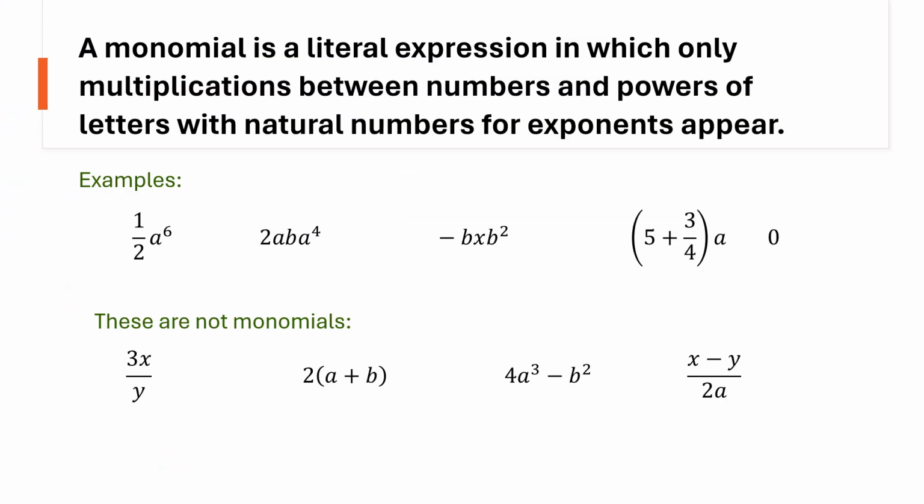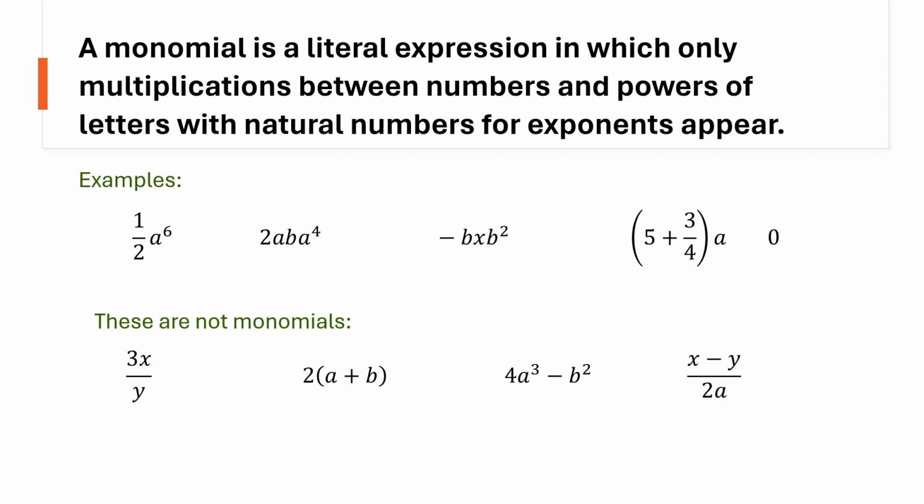In particular, a monomial is a literal expression in which only multiplications are allowed between numbers, and the powers of the letters are only natural numbers. So this might seem a little bit complicated, but it really isn't. Let's have a look at this slide to see better what I mean with this definition.